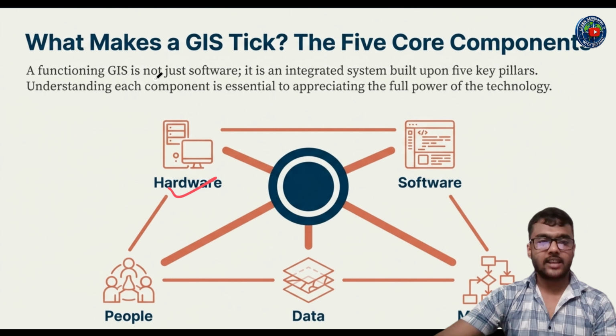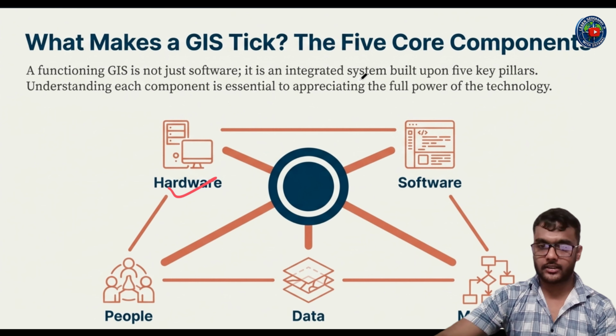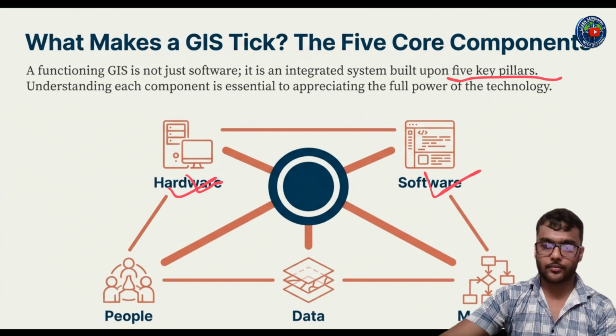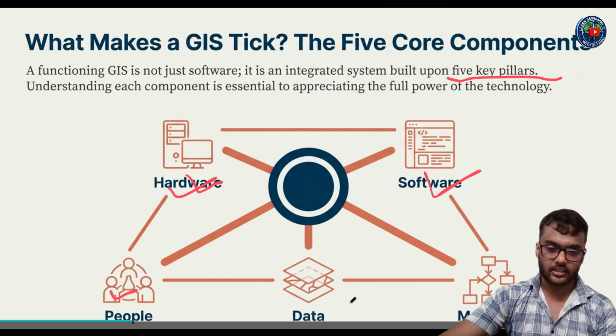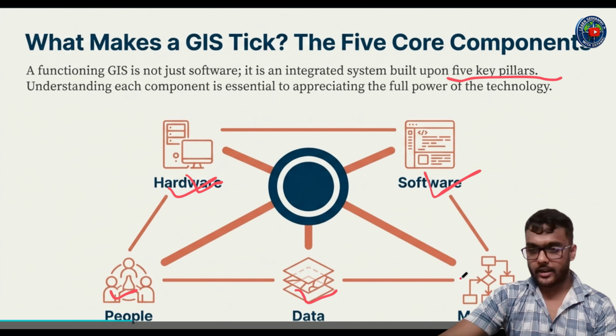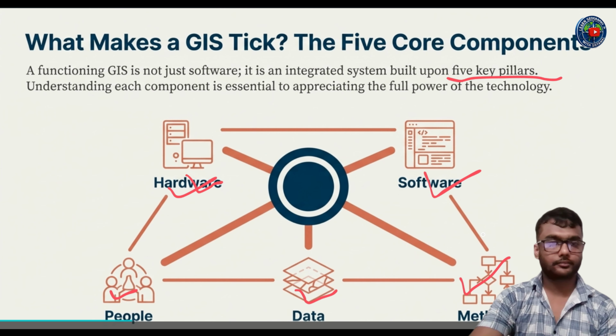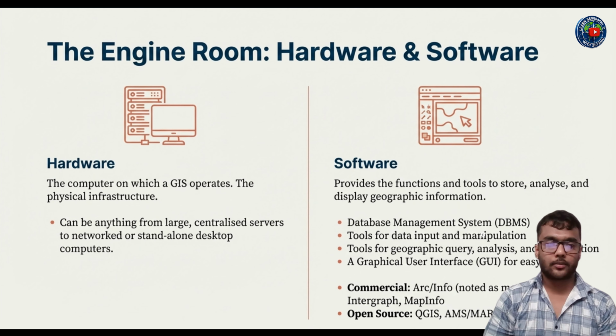A functioning GIS is not just software; it is an integrated system built upon 5 key pillars. Understanding each component is essential to appreciating the full power of the technology. First of all, hardware, then software, then people, meaning its users, data, and methods. Okay, first of all, hardware.